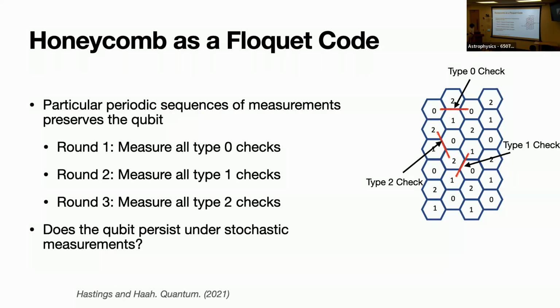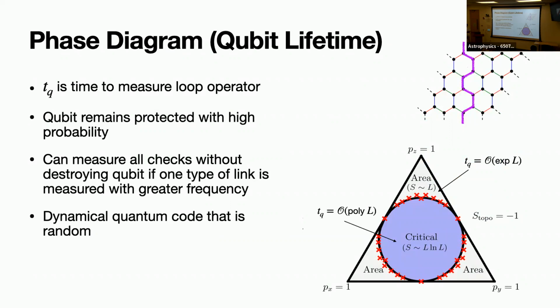In our system, in the Floquet updating model, because we're measuring one type of link much more frequently than the other two, the probability of accidentally measuring all checks that wrap around the torus sequentially is exponentially suppressed in system size, and therefore the lifetime of our topological qubit is long-lived over the dynamics. Right, and so this is kind of exciting because this points to a route of creating quantum codes in the non-equilibrium setting that are both random but also have a topological qubit that is well-defined and known, and we know how to access it through its logical operator.